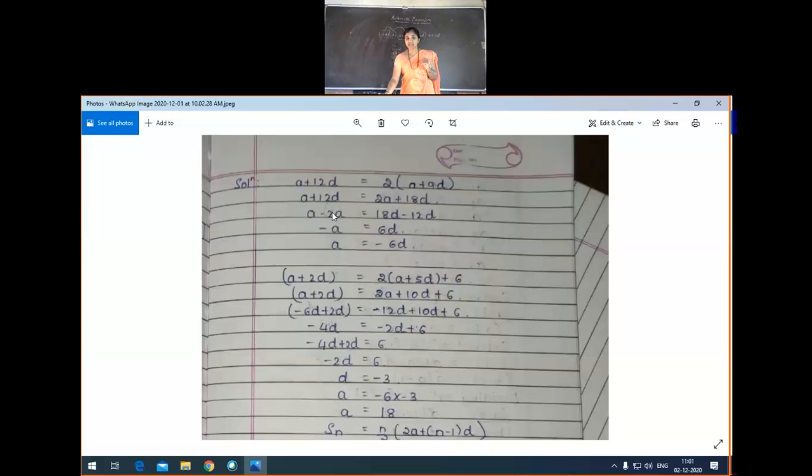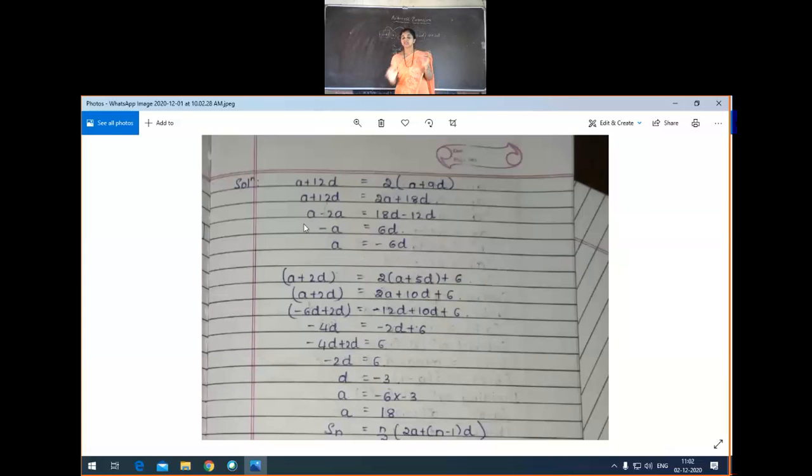Then take this A one side, like terms. A minus 2A is equal to 18D. Then 12D transfer to this side, minus 12D. Then minus A is equal to 18D minus 12D, which is 6D. Then minus A is equal to 6D. In the sense, what is the value of A? A is equal to minus 6D.